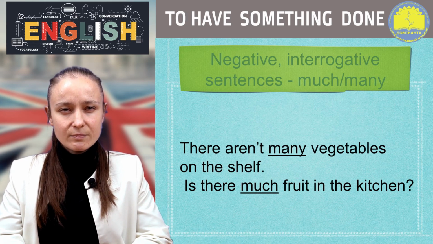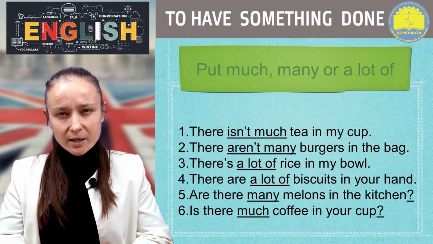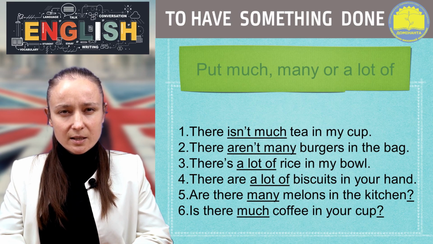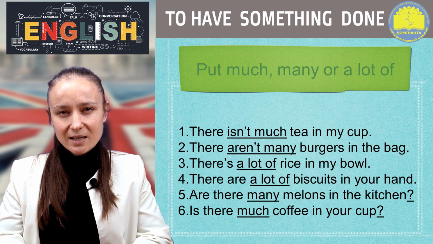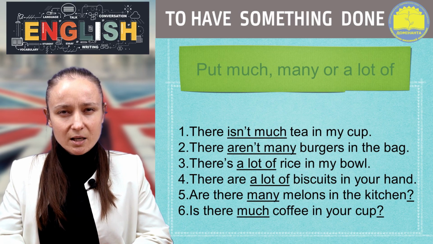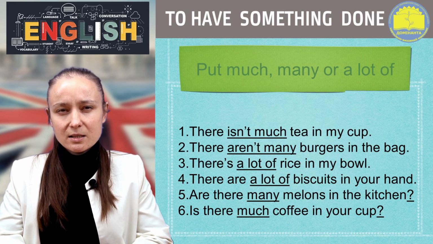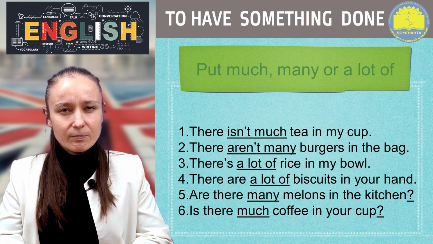Let's practice. Put much, many, or a lot of. First, there isn't much tea in my cup. Tea is uncountable in the negative sentence, so we put much. Next, there aren't many burgers in the bag. Burgers is a plural form and the sentence is negative. That is why we put many.